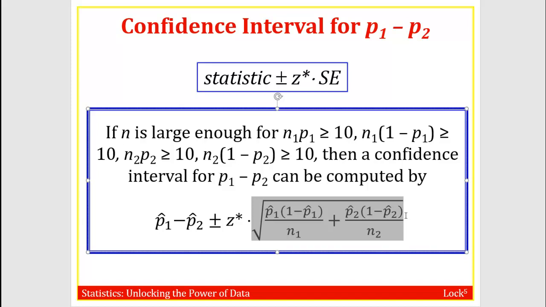And if you recall, the standard error for the difference of two proportions normally has P1 and P2 in it, which we obviously don't know. So when we're doing a confidence interval, our best estimate for P1 and P2 are going to be p hat 1 and p hat 2. So you can see that they've been substituted here in the formula for the confidence interval.